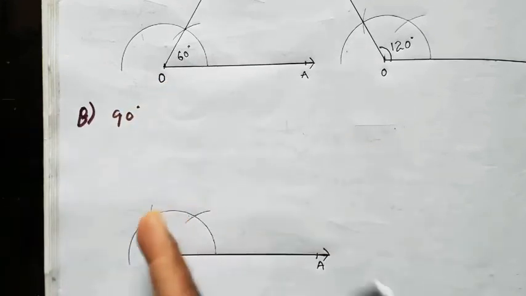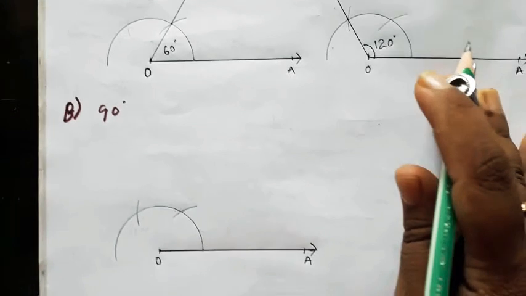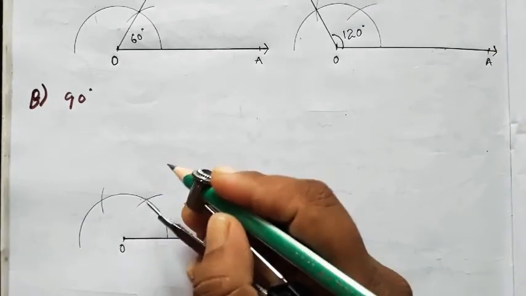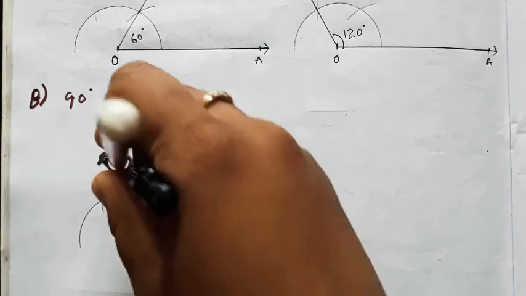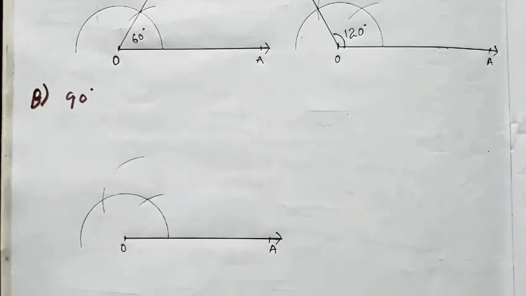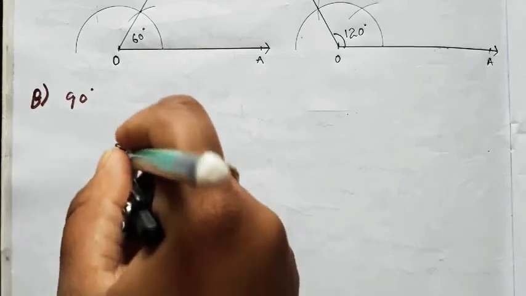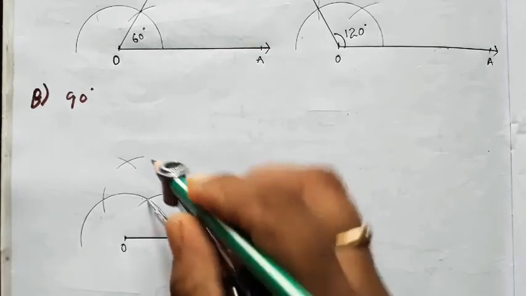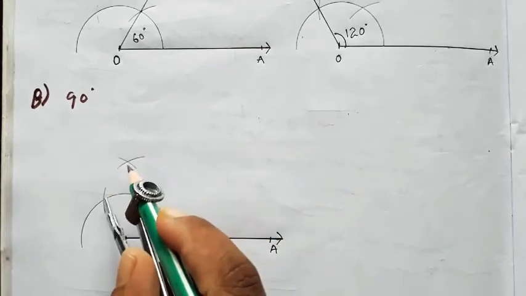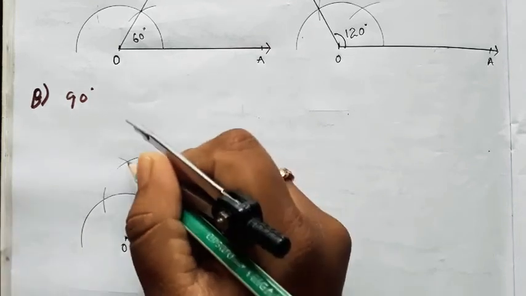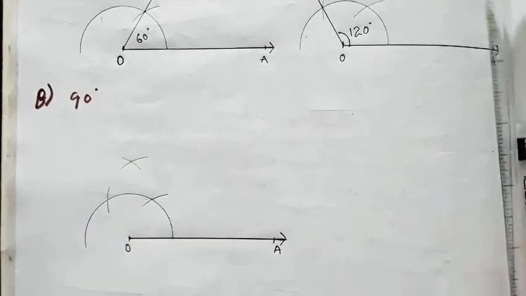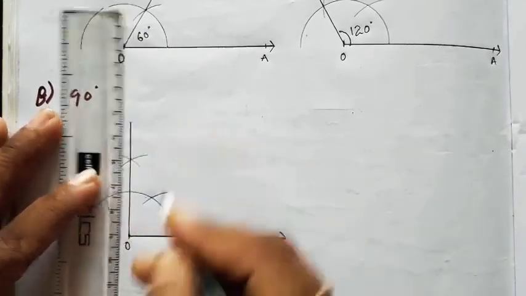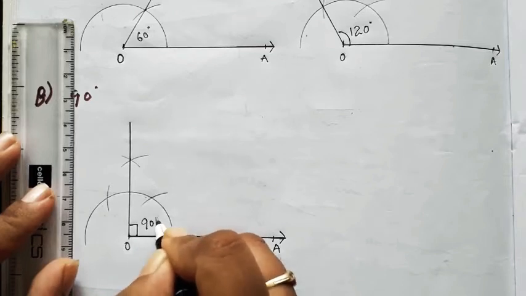It is clear how to make these two arcs. Now what you need to do is place your compass here and put another arc just above it. From here, take another arc so that it can intersect here. Again, I explain: from this point I have taken the first arc, from this point another arc, to get this point of intersection. If I join this, I will get this as 90 degrees.